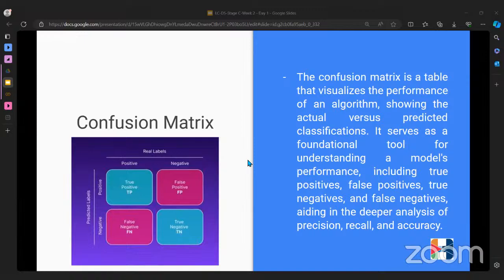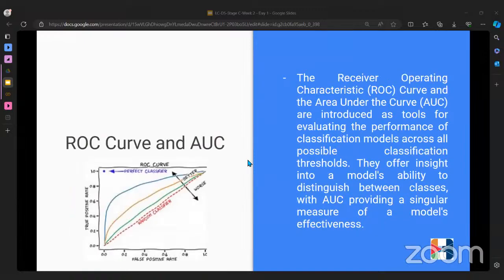Then we have the ROC curve, the receiver operating characteristics, and the area under the curve, that's AUC. The ROC curve is a graphical representation that plots the true positive rate, otherwise called the recall, against the false positive rate, related to specificity, and the other one is sensitivity.